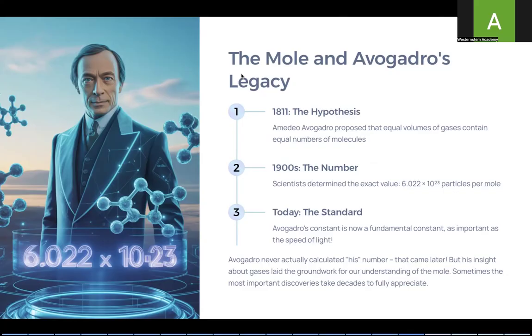In the 1900s, scientists determined the exact value, 6.022 times 10 to the 23 particles per mole. Today, the standard Avogadro's constant is a fundamental constant, as important as the speed of light. Anybody know what the speed of light is? Avogadro never actually calculated his number. That came later, but his insight about gases laid the groundwork for our understanding of the mole. Sometimes the most important discoveries take decades to fully appreciate, right?